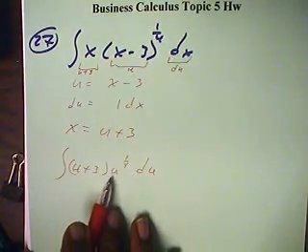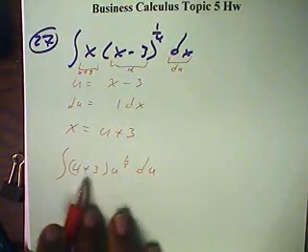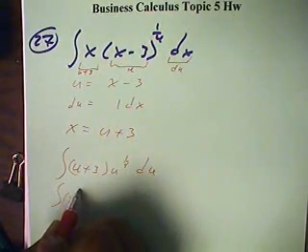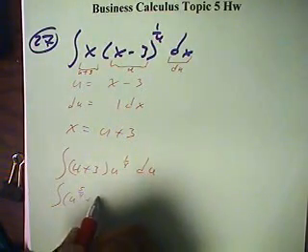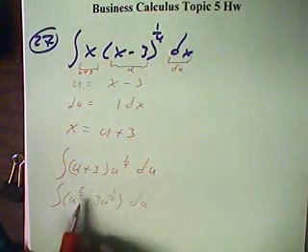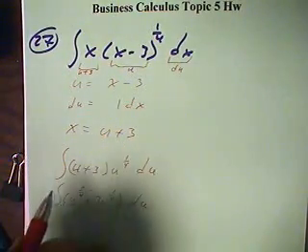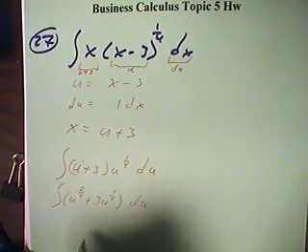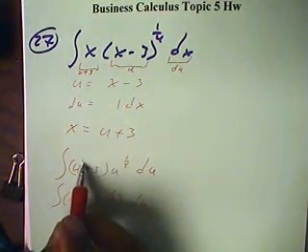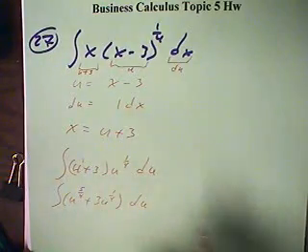I will distribute my u to the 1/4 here, and we'll get u to the 5/4 power plus 3u to the 1/4 power. Now the reason why I have 5/4 is because the exponent here is 1, understood 1, and when you multiply bases you add exponents. So 1/4 added to a 1 will be 5/4.